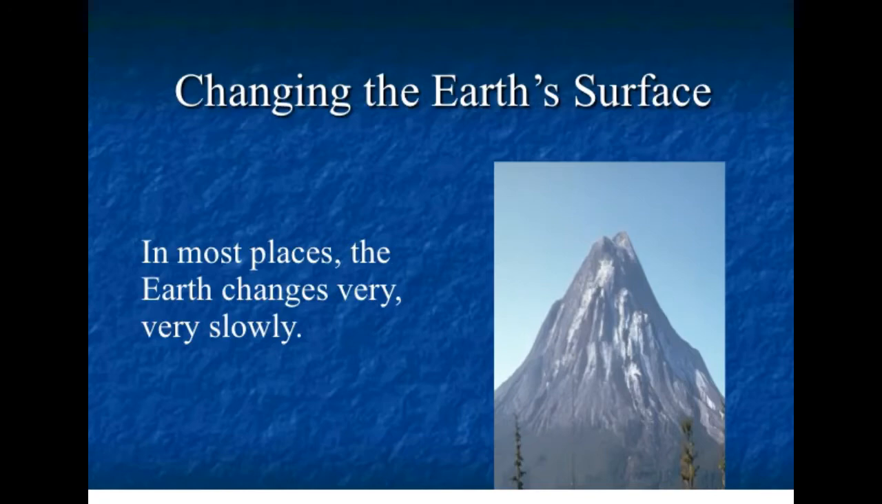In most places, the Earth changes very slowly. Okay? These mountains form over long periods of time as two tectonic plates meet and begin to push on each other as they move. They crash into each other, and as they continue to crash and push and collide, they continue to grow and grow and grow. But changes like this take long periods of time.